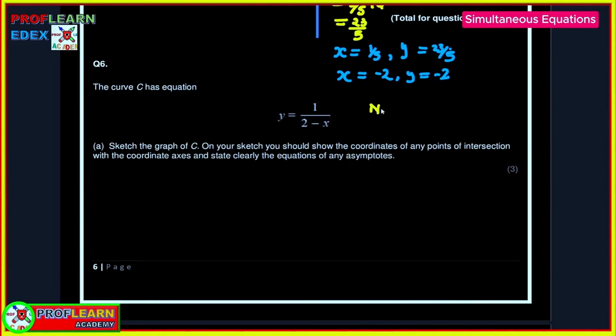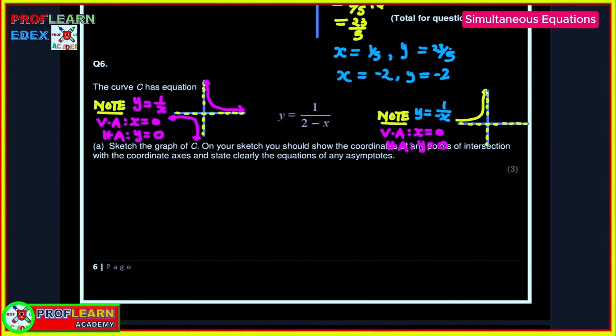Now, let's have a note. We write a note here. In the event you have an equation like this, y equals 1 over x, we know the vertical asymptote is going to be x equals 0, and the horizontal asymptote is going to be y equals 0, right? So we are going to have the asymptotes like that, and then the graph is going to go this way, and also the other section of the graph will go there. So that's how the graph looks.